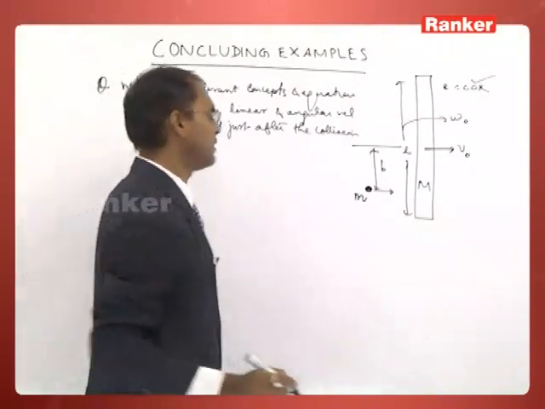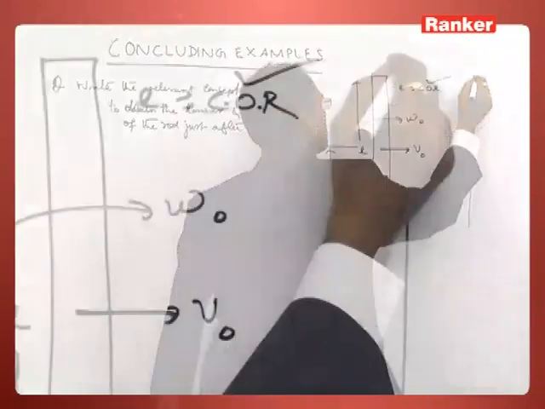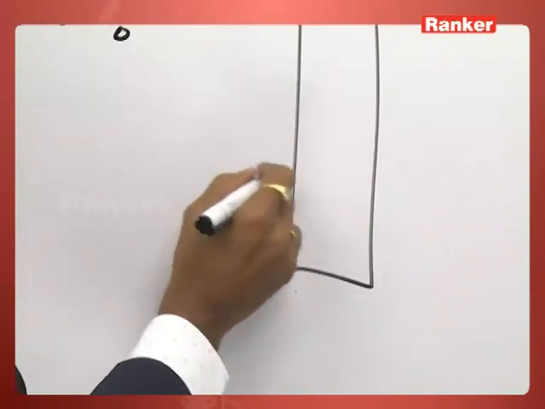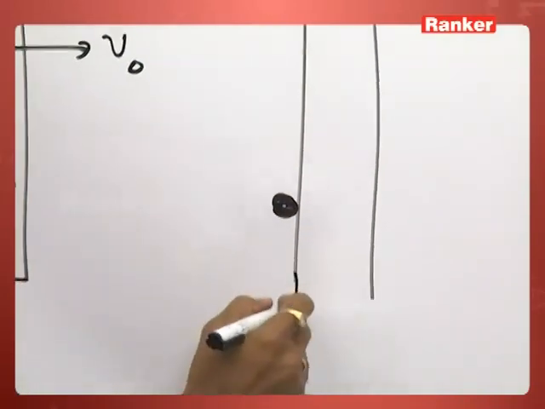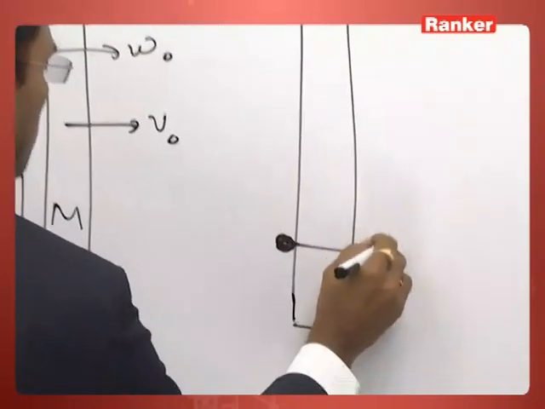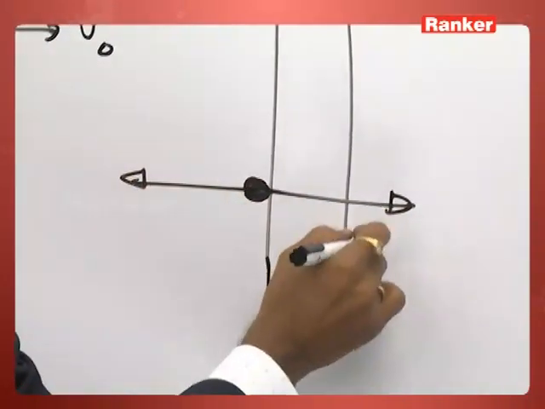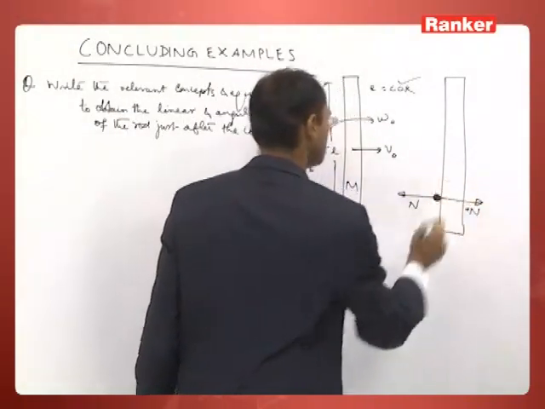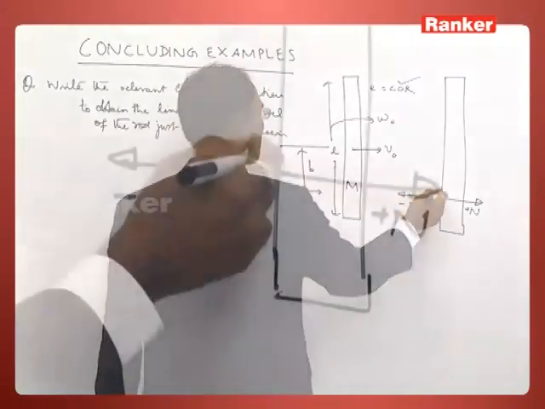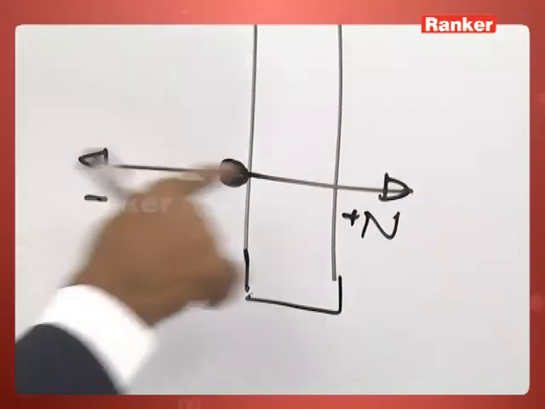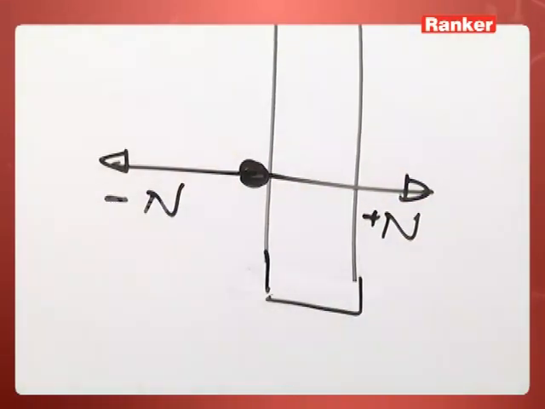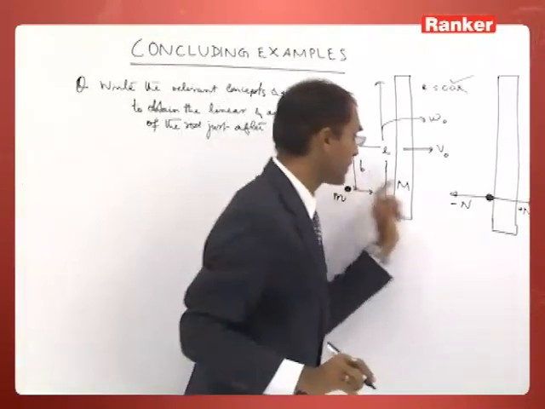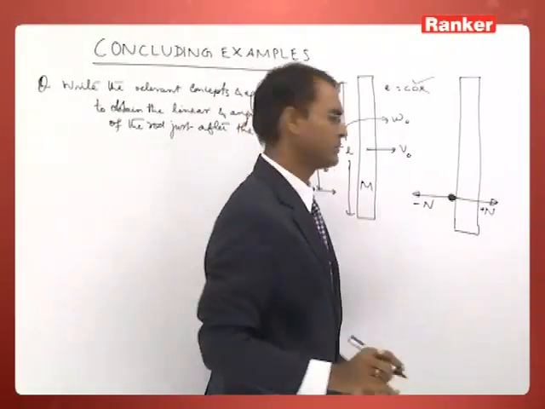If you analyze during the collision of the rod and the particle, there is an impact or impulsive force acting on the rod, that is plus N, and another impulsive force is acting on the particle, that is minus N, equal and opposite and collinear. The impulsive forces are equal and opposite and collinear. Therefore, they cannot produce a torque about any point.